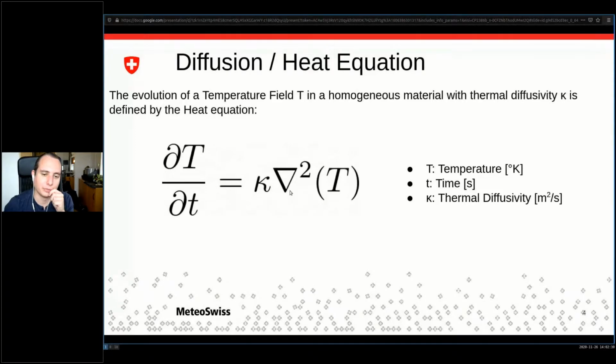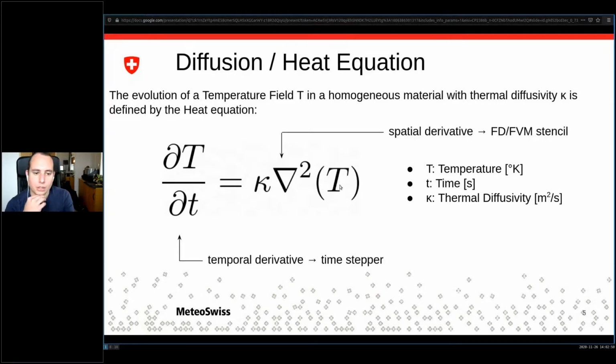You can see here, maybe you already anticipated it, that there is going to be a Laplacian operator on the right-hand side. And the change in temperature is proportional, by the diffusivity constant, to the current Laplacian of the temperature. So we have two different kinds of derivatives here, right? We have the spatial derivative, which we can attack with an FD or FEM stencil. And we have a temporal derivative, which we are going to feed to a time stepper.